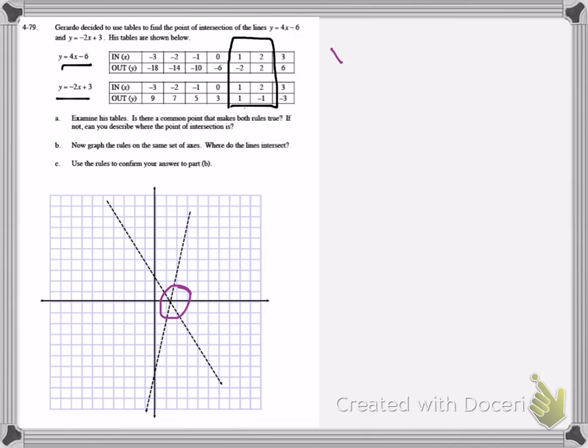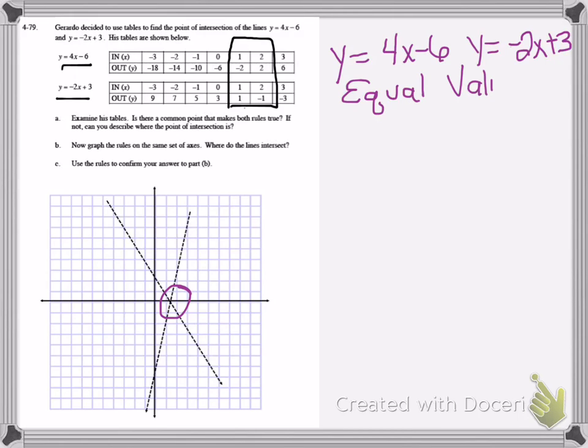We're going to take both of these equations, y equals 4x minus 6 and y equals negative 2x plus 3. And we're going to solve these equations for the point of intersection. So again, we're going to use that equal values method in order to do so. So what we need to do is take both the 4x minus 6 and the negative 2x plus 3 and set them equal to each other and solve.